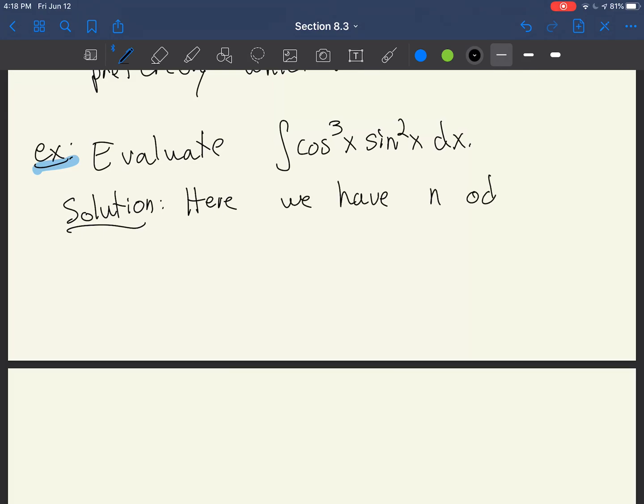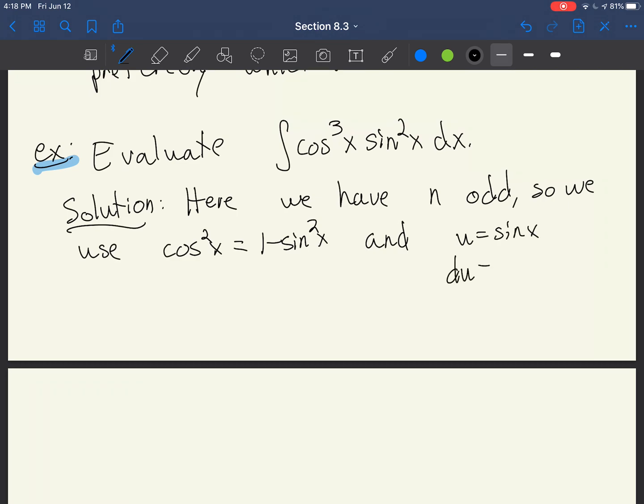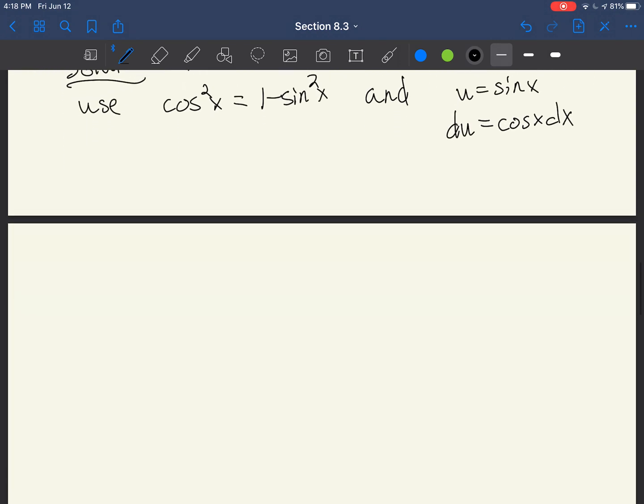Okay. So here we have n odd. So we use cosine squared x equals 1 minus sine squared x, and u equals sine x. So then du would equal cosine x dx.